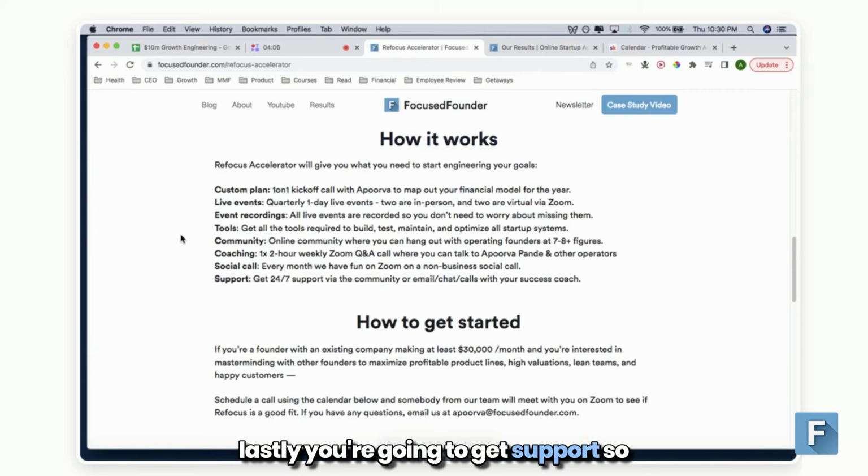Lastly, you're going to get support. You're going to get 24/7 support via the community. And you can also email, chat, or call with your success coach. Caroline's our director of success right now. She'll hop on, hang out with you, talk to you about what's wrong in your business, whether it's metrics, whether it's managing people, maybe it's your mindset, maybe it's your team's mindset, maybe you just need to meditate. There are certain things that you'll need in different stages of your business throughout the year, and we'll be here for you.